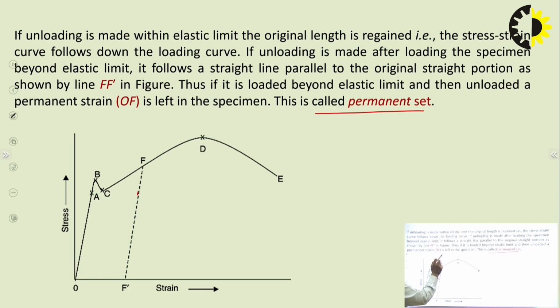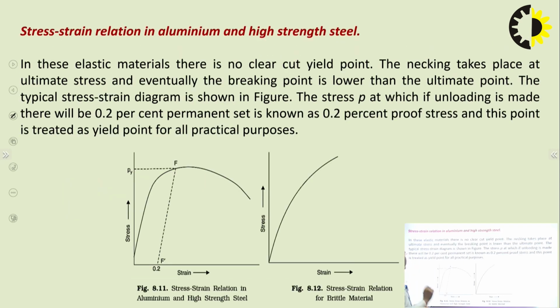If unloading is made after loading the specimen beyond the elastic limit, as already mentioned, it follows a straight line parallel to the original straight portion, as F F dash. So that is what is known as permanent set. It means that much of the deformation, the strain, will remain with the material.